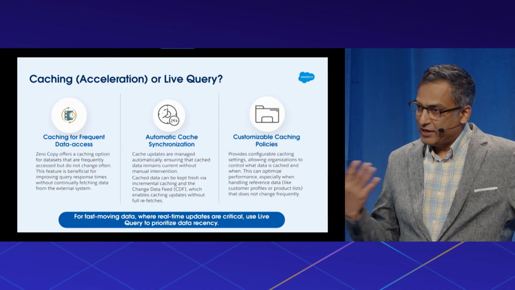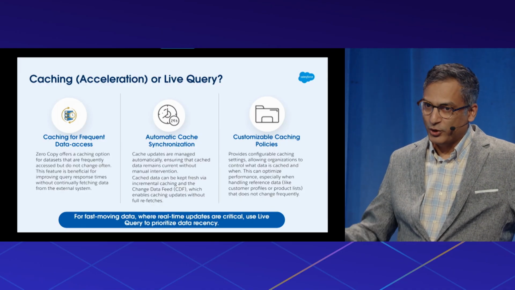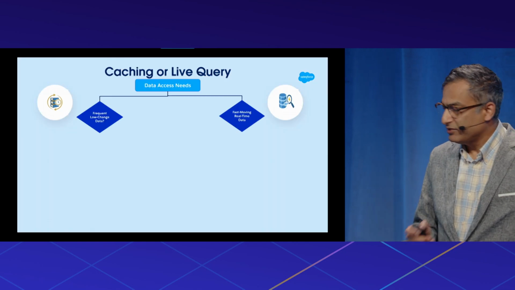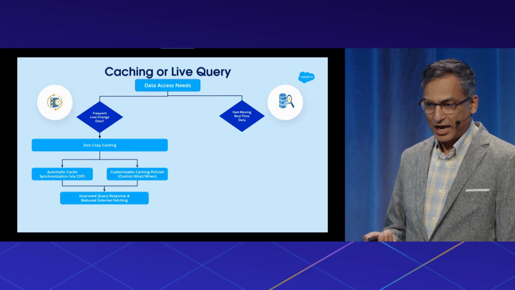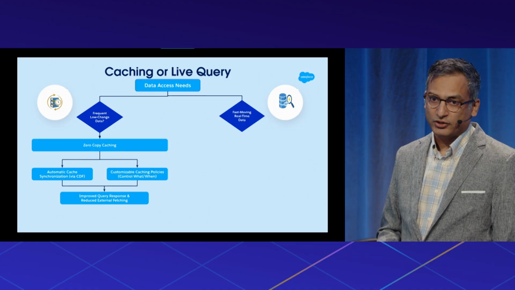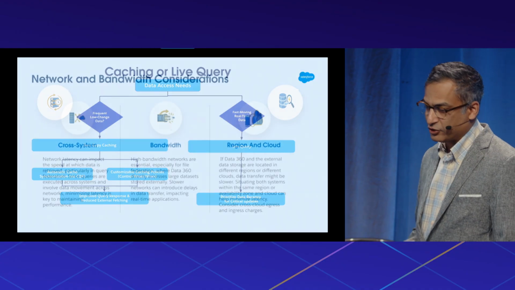What that would mean is if your data is changing on a less regular basis and you have more pings going to it, caching would work great. Frequent, low-change data, caching works great. If you have fast-moving, real-time data, and you want access to the most updated data in your data warehouse, go for Query Federation, live query.